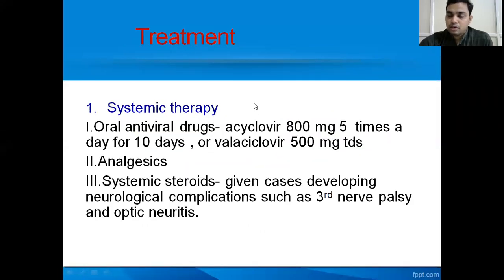Coming to the treatment of herpes zoster infection, first we have to give systemic antivirals. So what are the various systemic antivirals we give? We give acyclovir tablets 800 mg 5 times a day for 10 days, or we can give valacyclovir 500 mg 3 times a day for 2 to 3 weeks, and analgesics. To reduce the post-herpetic neuralgia, we can give analgesics. And systemic steroids are given when there is any damage to the third nerve, the oculomotor nerve, and optic neuritis. In such cases, we have to start the systemic steroids.